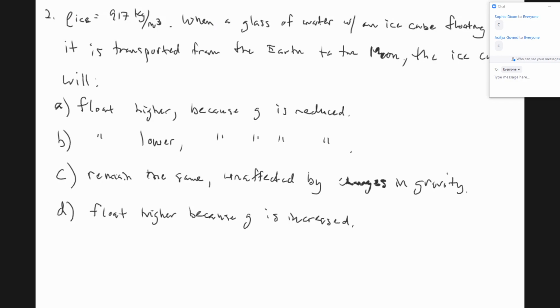Why C? Sophie, you were the first to answer. Should I just unmute and say? Yeah, it's much easier than just typing it out. Okay, so I thought it was C because when using our equation, gravity cancels out on both sides.